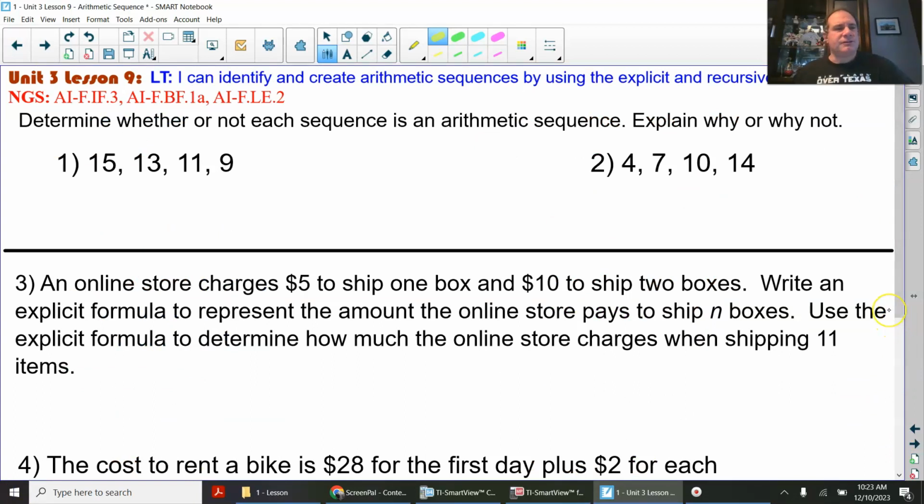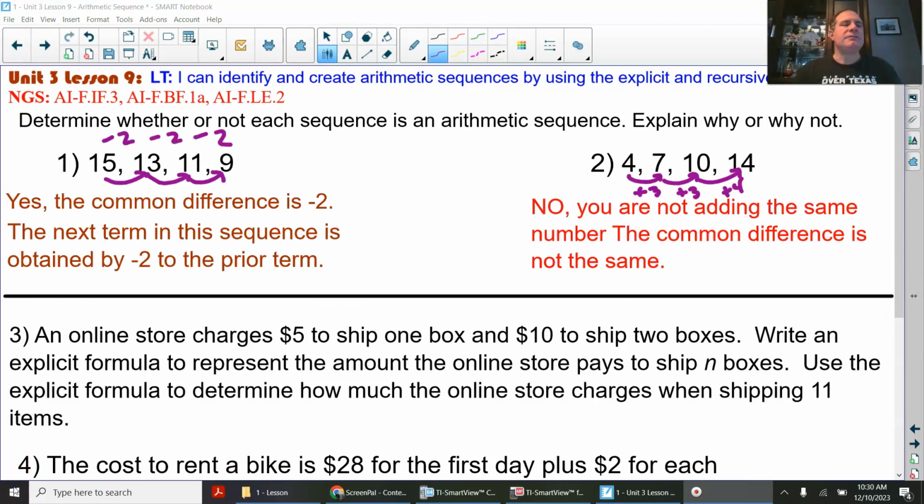All right, so there's a simple one right here. Determine whether or not each sequence is an arithmetic sequence. Explain why or why not. So obviously, you're looking to see if something is added or subtracted to get to the next term. If it's not, then it's not an arithmetic sequence. Go ahead, try those, press pause, and we'll come back.